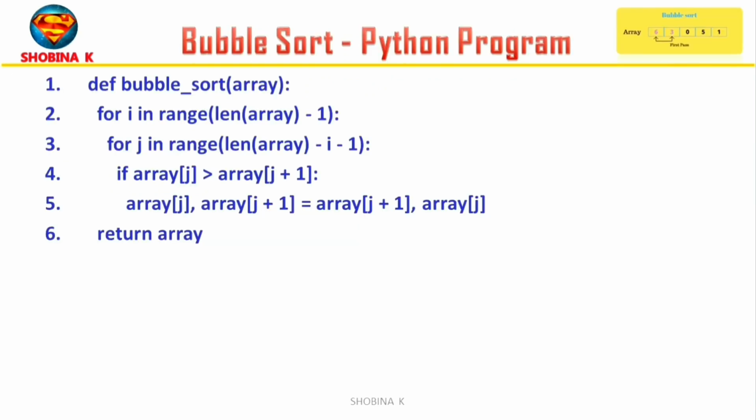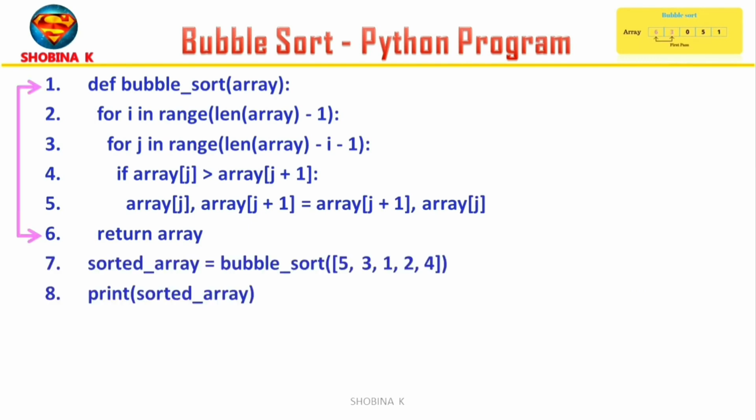First we define a function called bubble sort, which takes an array as input, and it will return the sorted array. And this line starts the outer loop of bubble sort algorithm. The outer loop iterates through the array from beginning to the end, excluding the last element. And this line of code is the inner loop of the bubble sort algorithm. The inner loop iterates through the array from beginning to the end, excluding the last i elements.